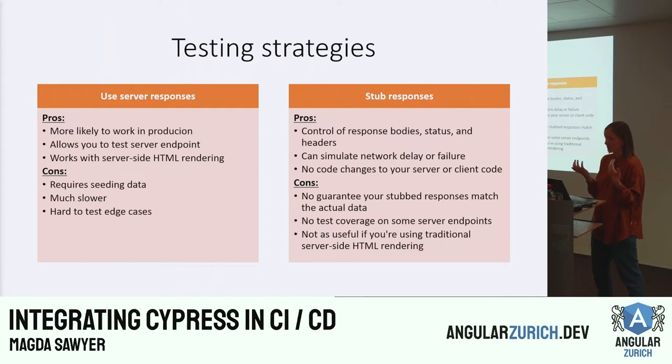So you have full control of the body of the request as well as status and headers. This way you can also simulate network delays or failures, and you don't need to change any code on the server or client side. The con is naturally you have no idea if those responses that you expect match the data from the server, and the server endpoints are not already covered by your tests.